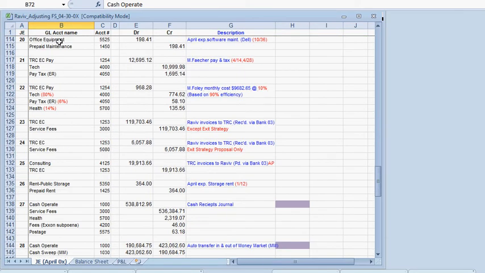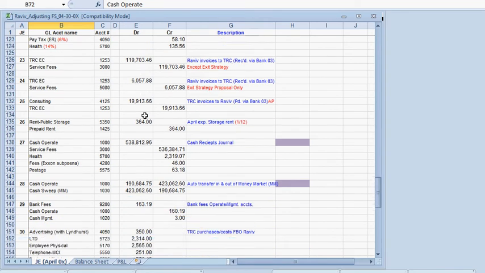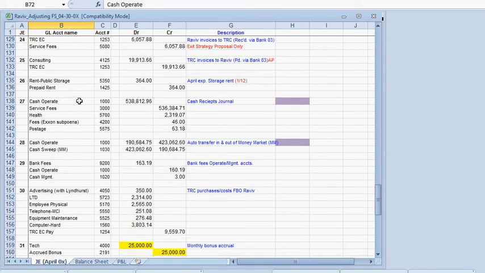But down here, you obviously go through all the debits and credits for all the entries. You also have the cash operating account debited, and this can be seen in the cash receipts journal, and it's balanced out by all the fees that it was credited for.